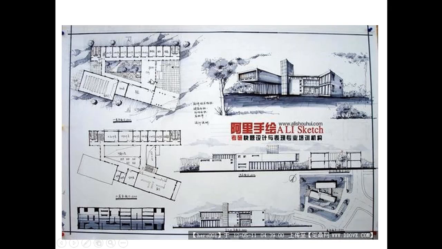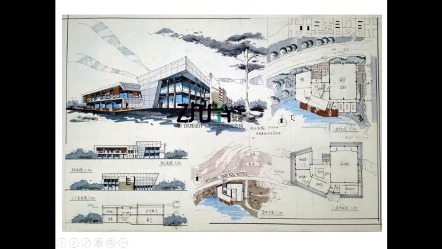This is a school project, as we see here. Here are classes, here is a theater or meeting room, and so on. Here he used only gray tones. Here is a very good example of using gray ink and colors. This is the main perspective here. Layout, ground floor plan, first floor plan, sections and elevations are here.